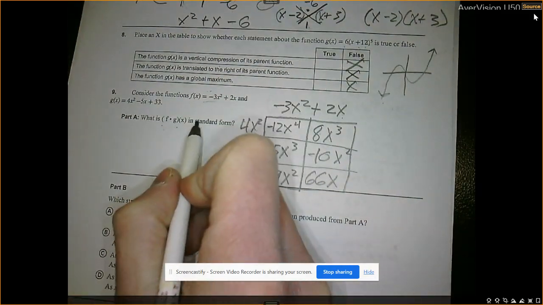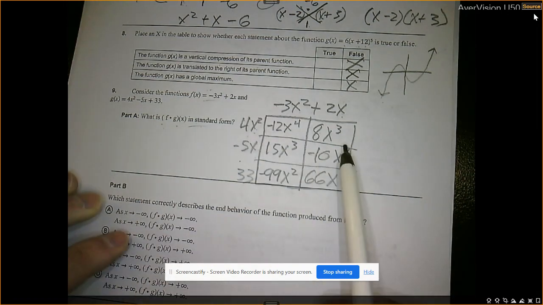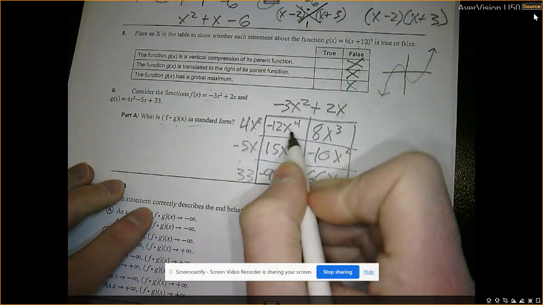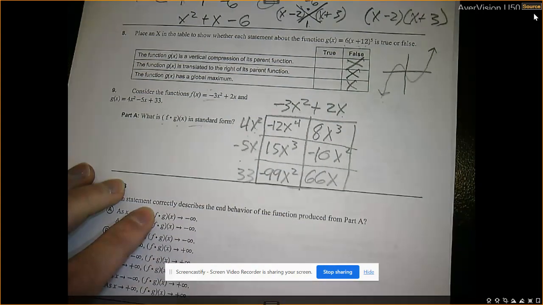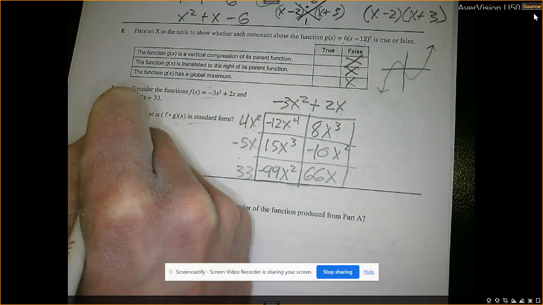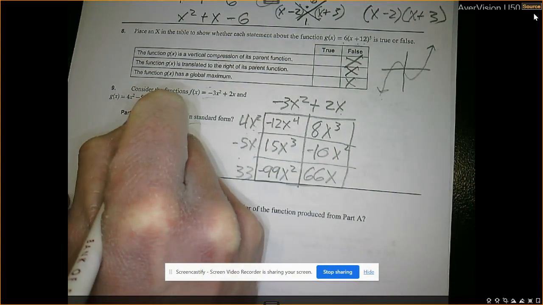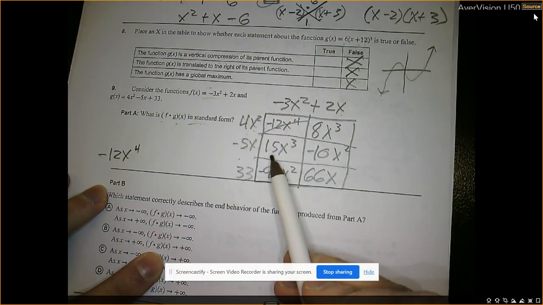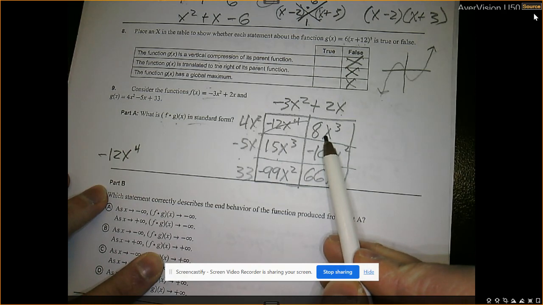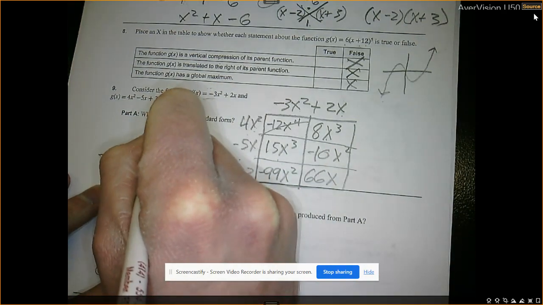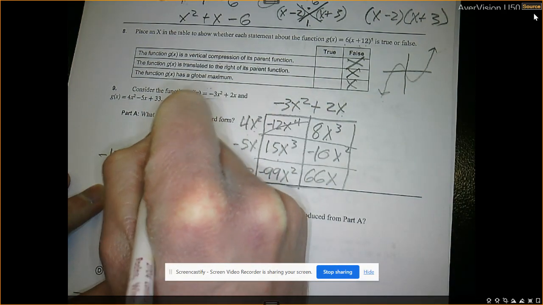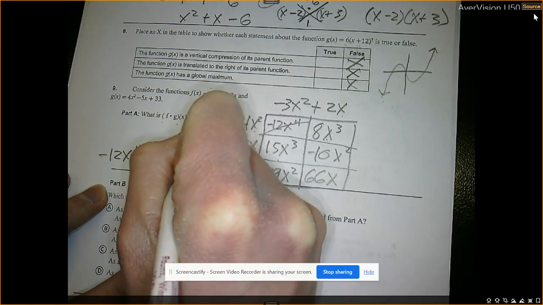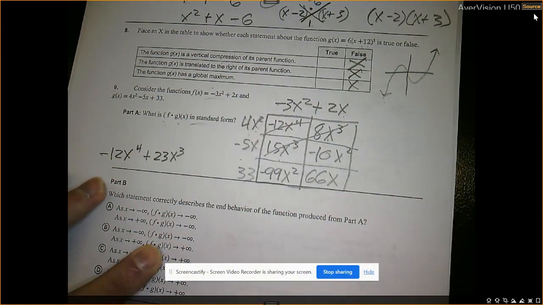Okay, and now if they want the standard form, I just need to make sure that I combine my like terms. And if it's standard form, I'm writing highest exponent to lowest. So we're starting with the negative 12x to the fourth. And that one's done, so maybe cross it off. And now we're saying, okay, 15x to the third plus 8x to the third. Well, 15 plus 8 is 23. That's x to the thirds we're talking. Boom, done with those guys.